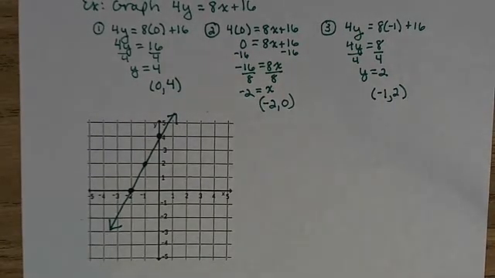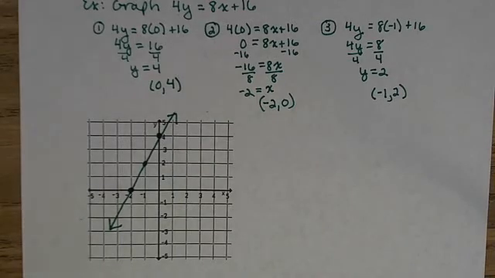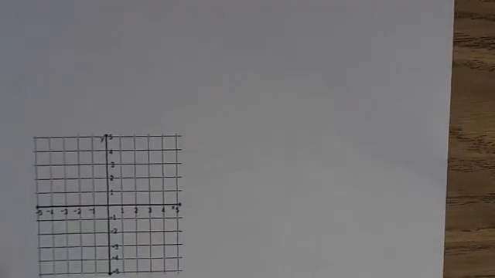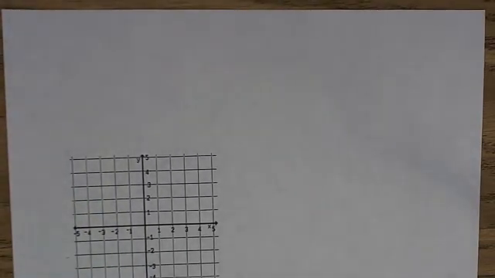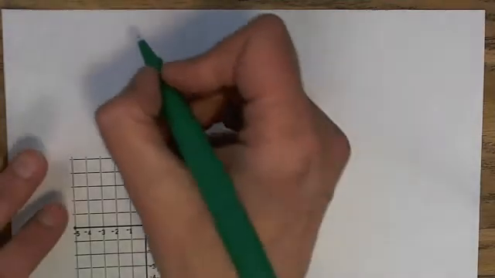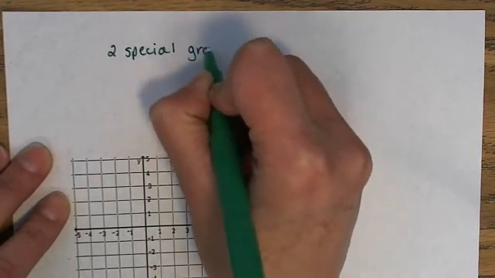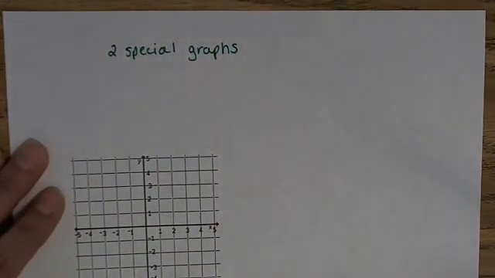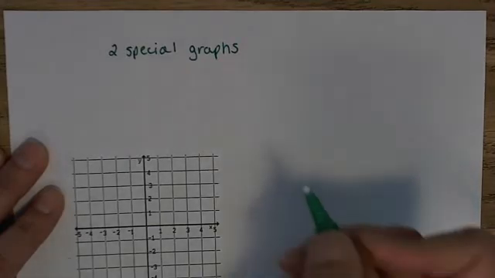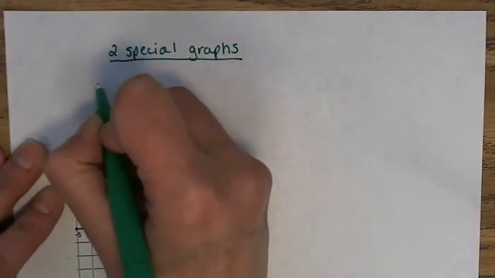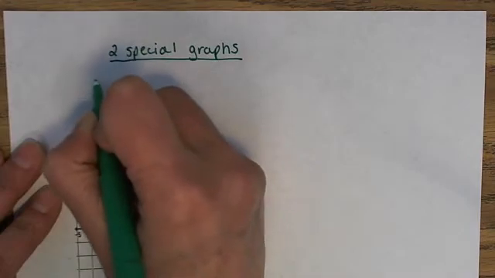Okay, now there's a couple of things that we have to watch out for when graphing. We happen to have a couple of special lines that we need to pay attention to. So I want to talk a little bit about 2 special graphs that we might run into. And I bet you can guess what those graphs are. We talked about them when we talked about slope. They were 2 special graphs we looked at then. The first one I want to take a look at is the horizontal line.